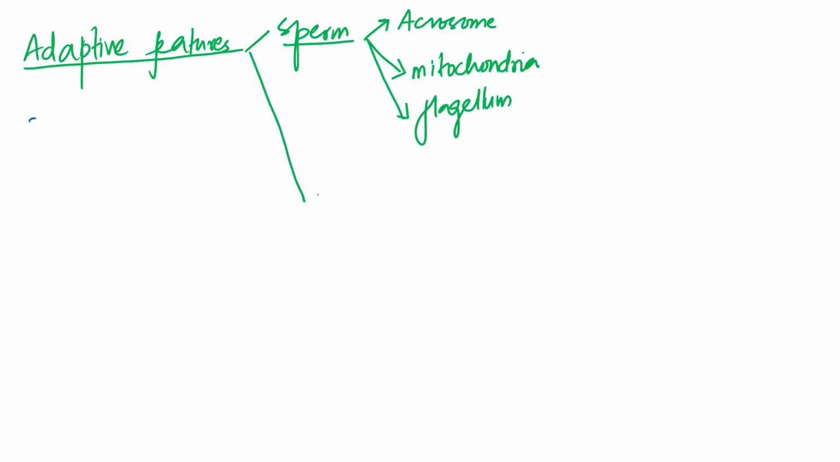And if we talk of the egg, the egg has 2 adaptive features. One is the jelly coat. Very good. The other is an energy reserve, and nutrients. Energy reserves and nutrients.